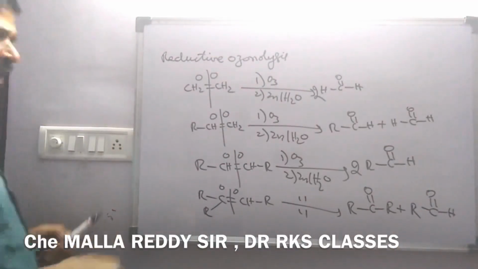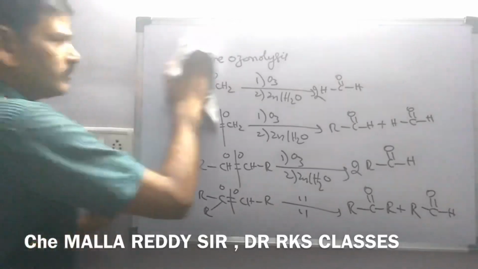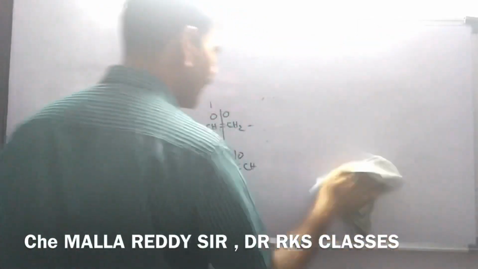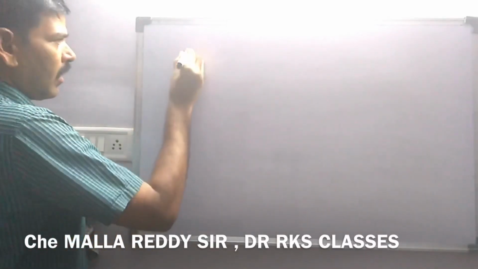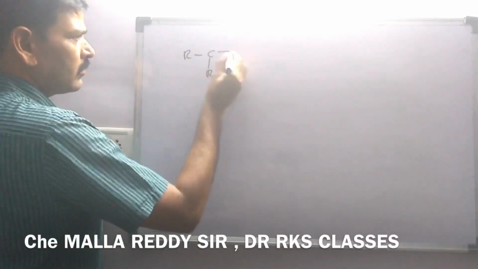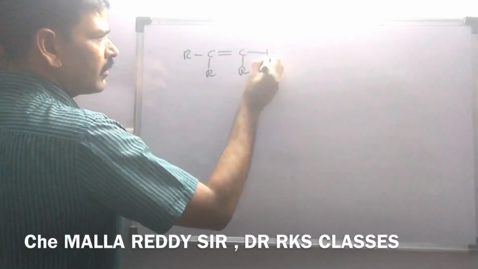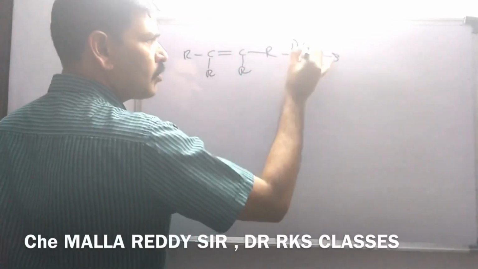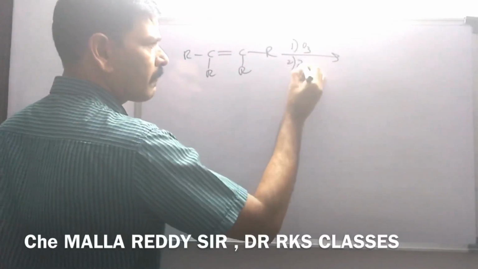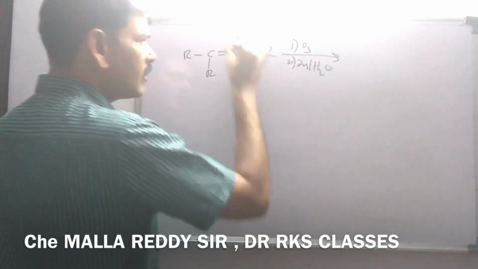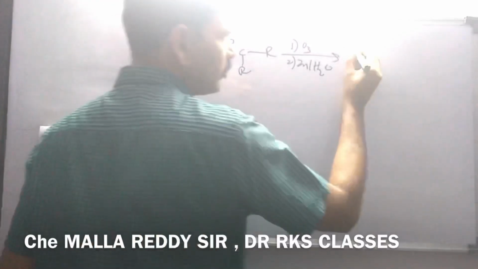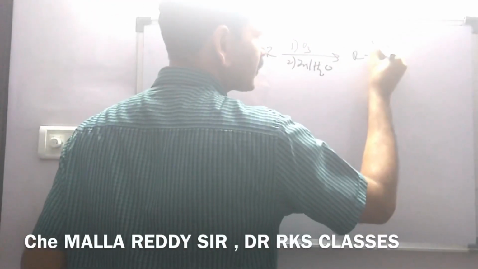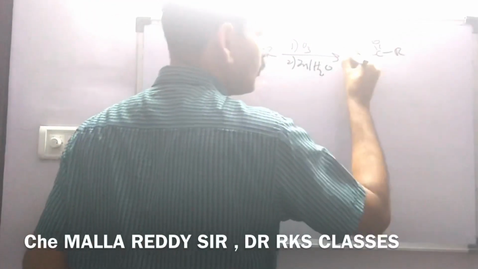Now another example, just observe. Reductive ozonolysis only. RCR double bond CR and R, and reductive ozonolysis only. In reductive ozonolysis, breaking of this double bond and addition of oxygen, you are getting only ketones in this case. 2 moles of ketones are obtained.